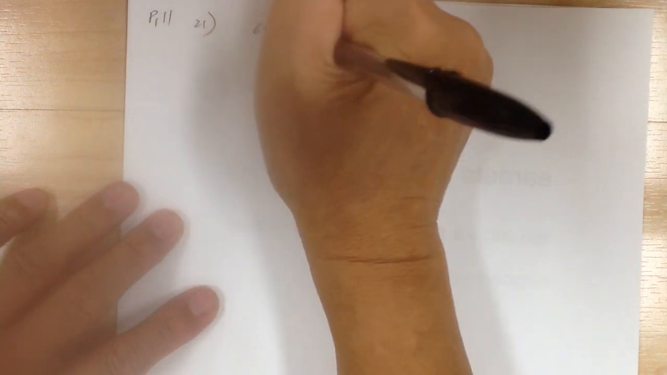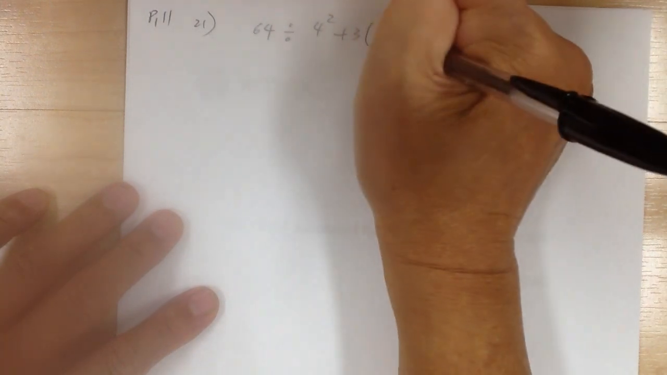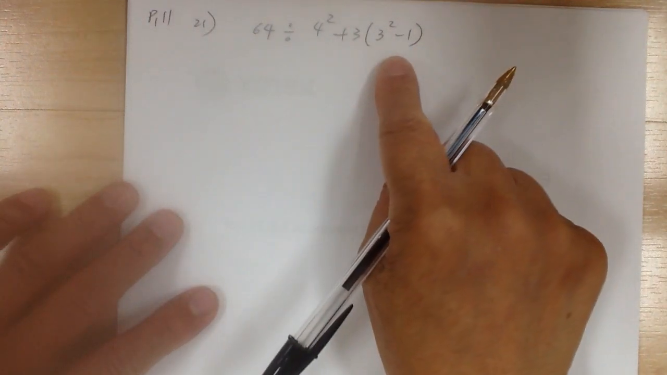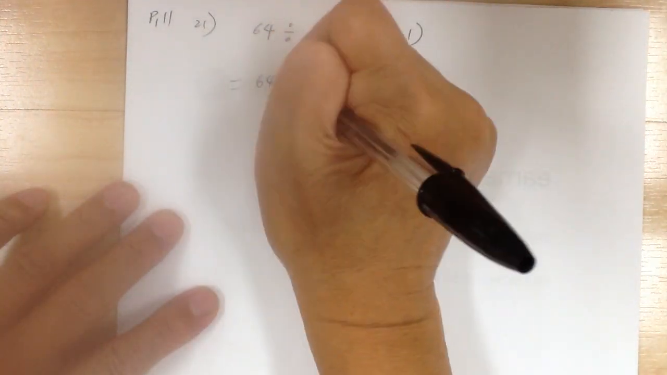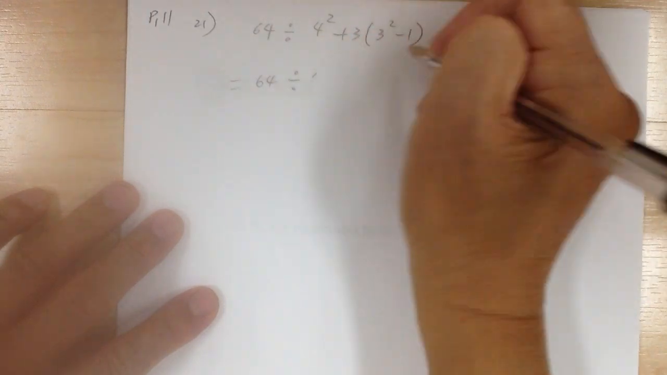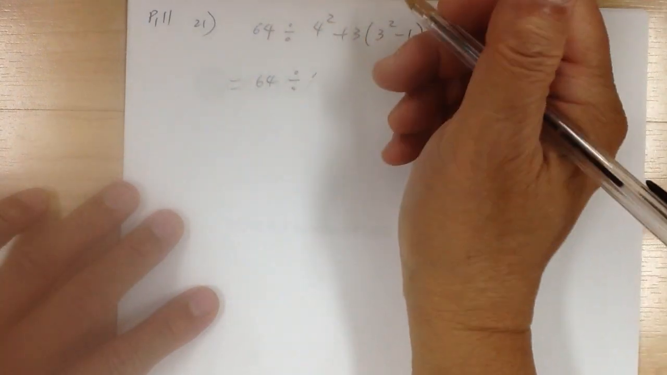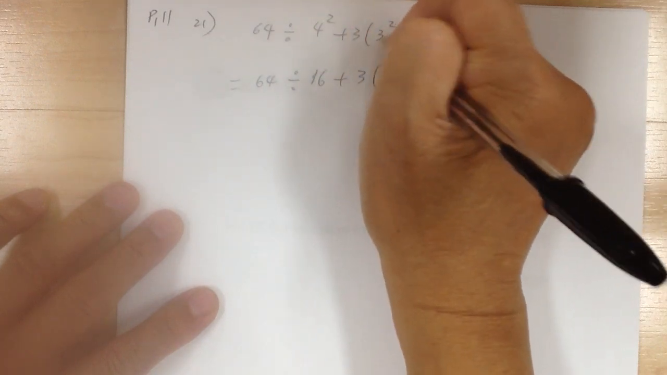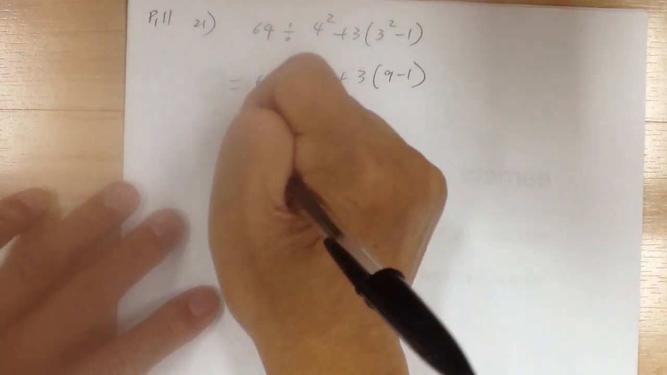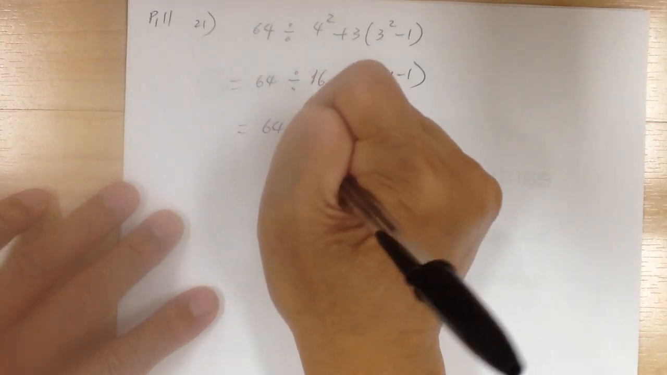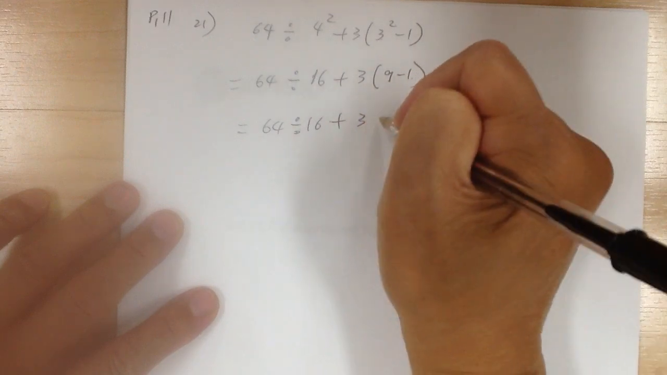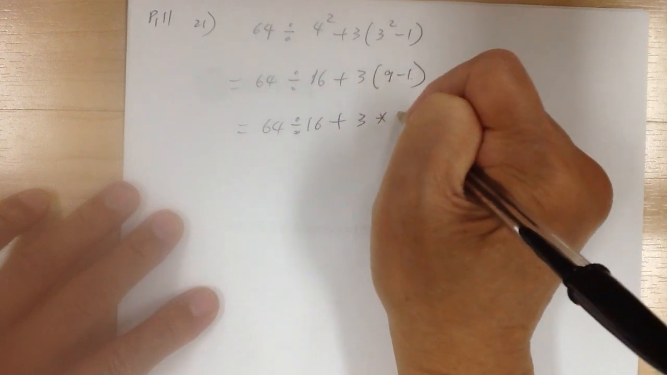Okay, you have 64 divided by 4 squared plus 3 times (3 squared minus 1). Okay, so again, you have to do the grouping first. So this is equal to 64 divided by, well, you can go and work out the exponents already. So it'd be 16 plus 3 times, 3 squared is 9. Okay, and then again you have to wait on this part. Now 9 minus 1 is equal to 8. So it becomes 3 times 8, right?